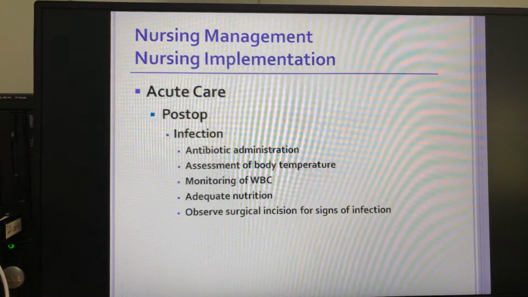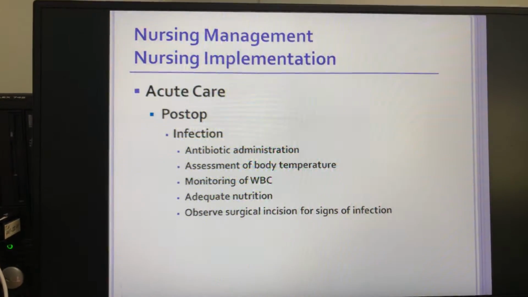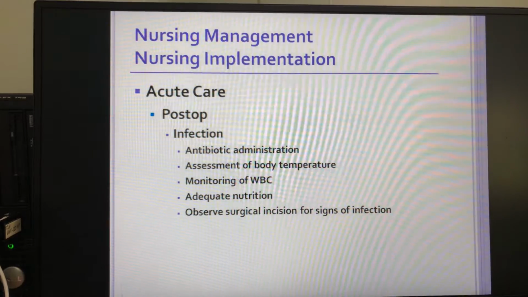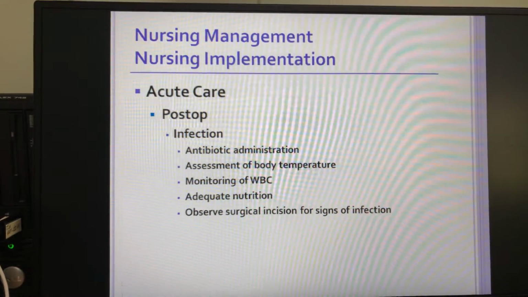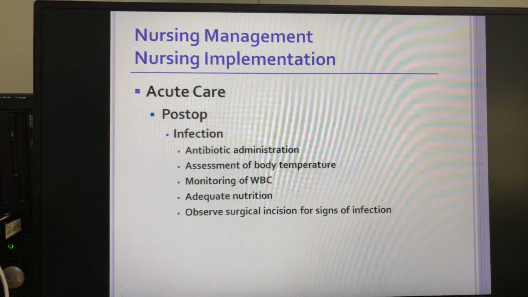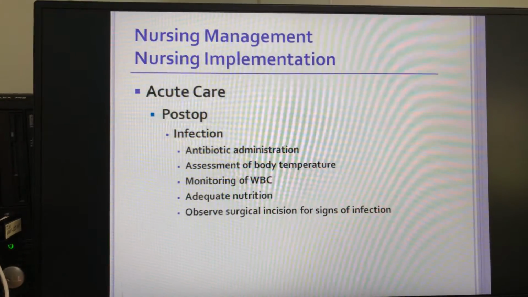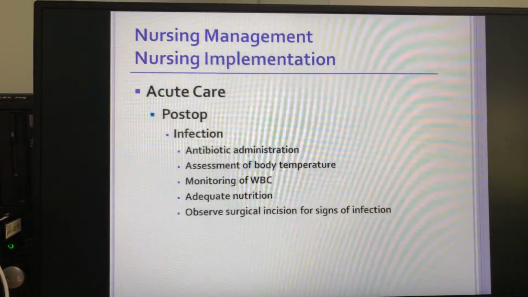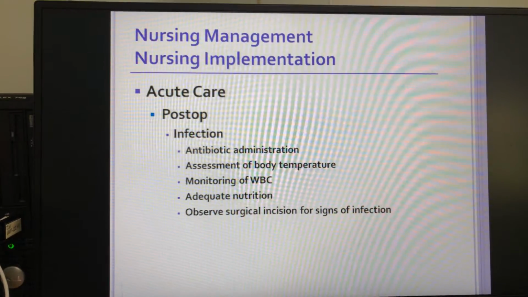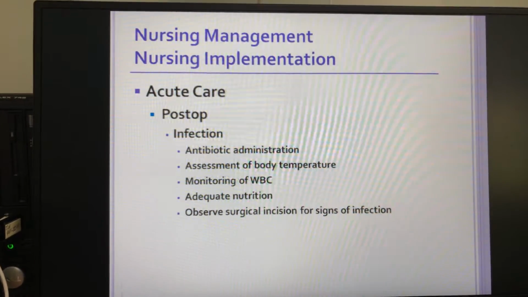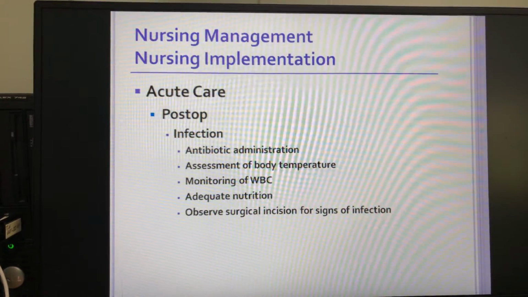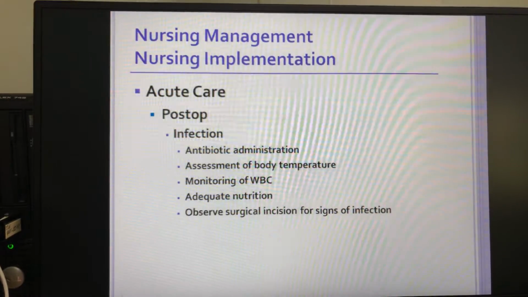So post-operatively, for signs of infection, we would look at temperature on the patient. We'll monitor the WBC when we do the lab study. We draw a CBC, but the focus will be the WBCs. We also need to ensure adequate nutrition, because nutrition plays a vital role in recovery, and observe those surgical sites again for signs of infection.